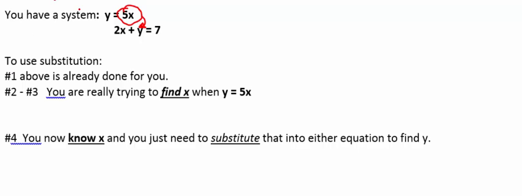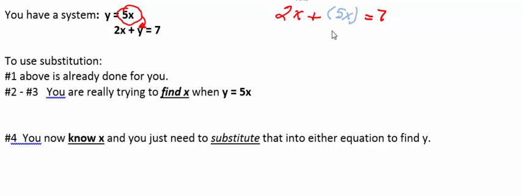So on your worksheet, you can see that there are 4 steps. I'm not putting them in on the screen, but the first one says to isolate a variable. We've got that. 1y is equal to 5x. Number 2 and 3, you're really trying to find x when y equals 5x, just like we did earlier. So now let's do that. So we have 2x plus, but now we have our y, and it's going to be 5x, and that's going to be equal to our 7.